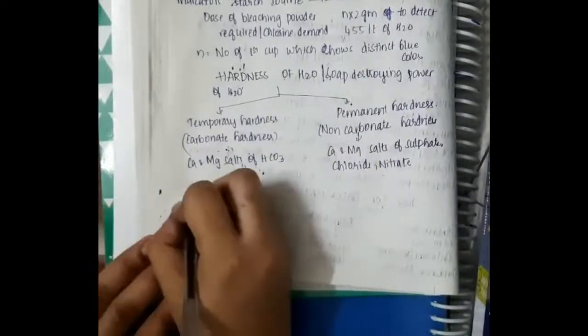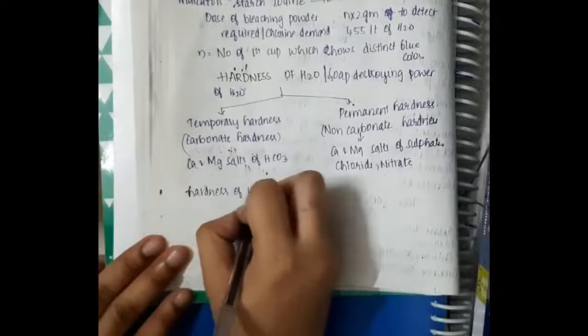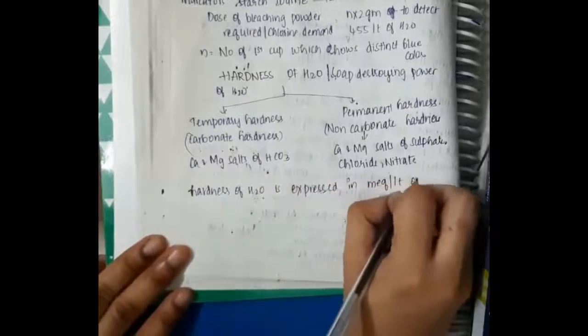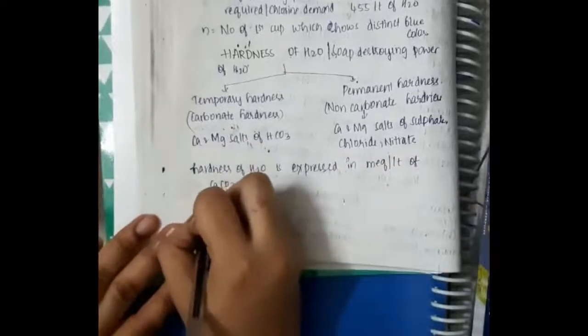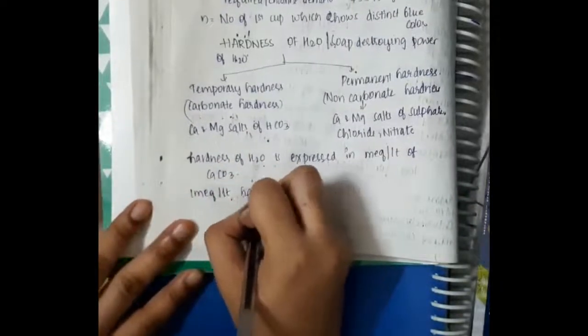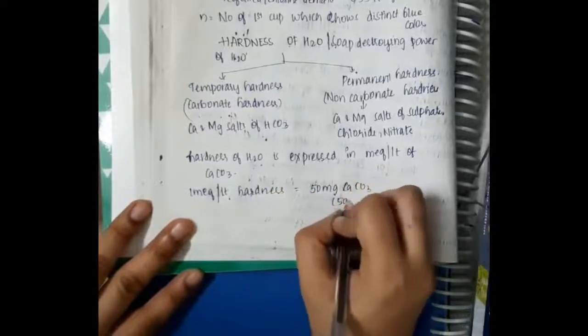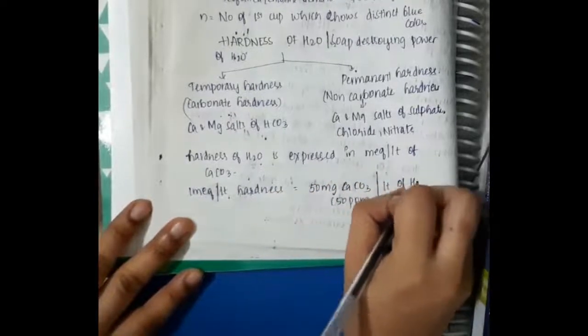Hardness of water is mainly expressed in milliequivalent per liter of calcium carbonate. 1 milliequivalent per liter of hardness is equal to 50 milligrams of calcium carbonate per liter of water.